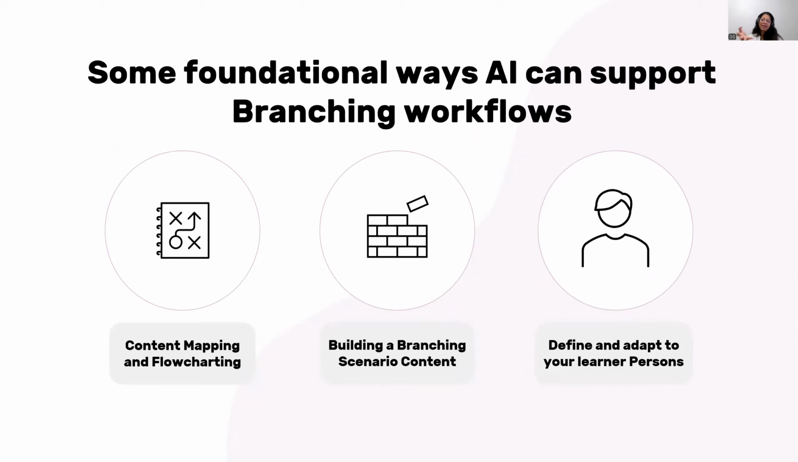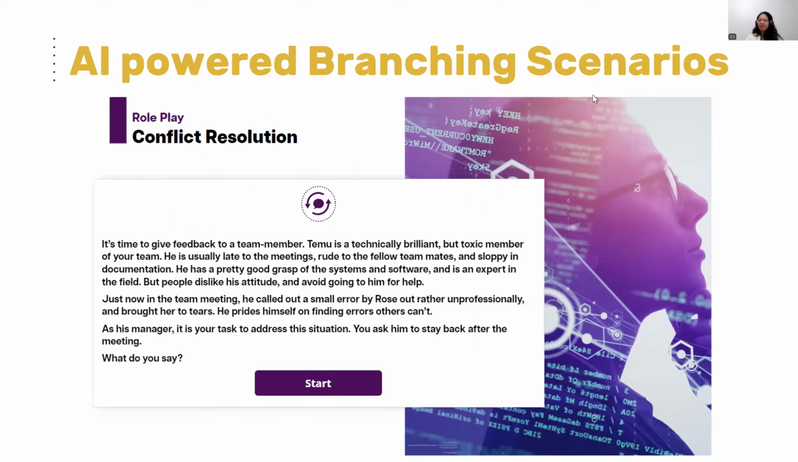Or if you already have existing course content, you can ask it to adapt that content to your learner persona. You can even use AI to help define your learner personas. Now, AI can also help write inside your learning modules. If you can connect using APIs, you could actually build AI-powered branching scenarios. And I want to show you what's possible here for just a minute.